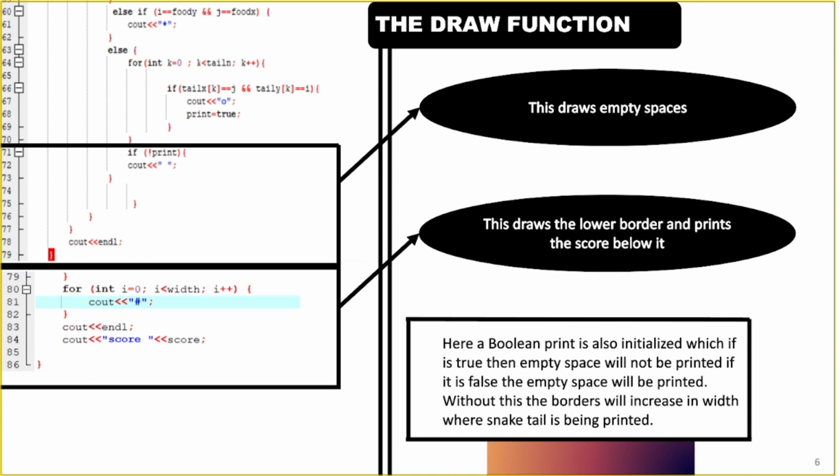After the loop, it checks the value of print. If print is false, it means the current cell is not part of the snake's tail, and of course, then it prints an empty space. And thank you, that's for our draw function.